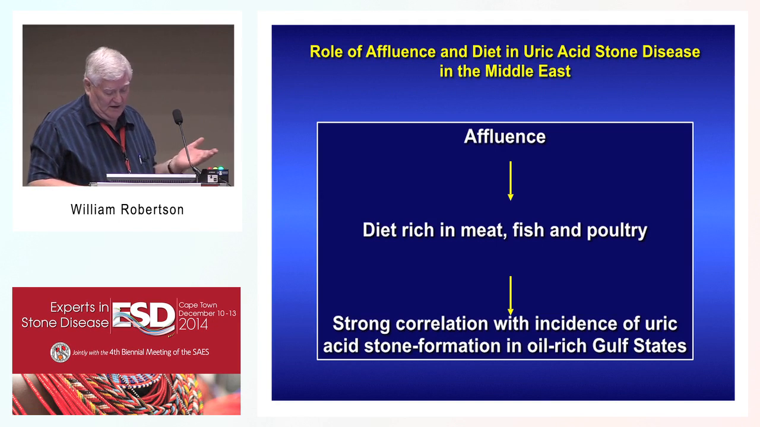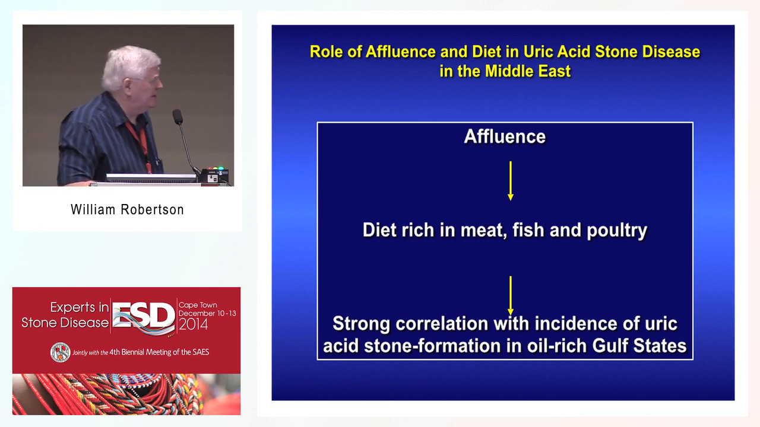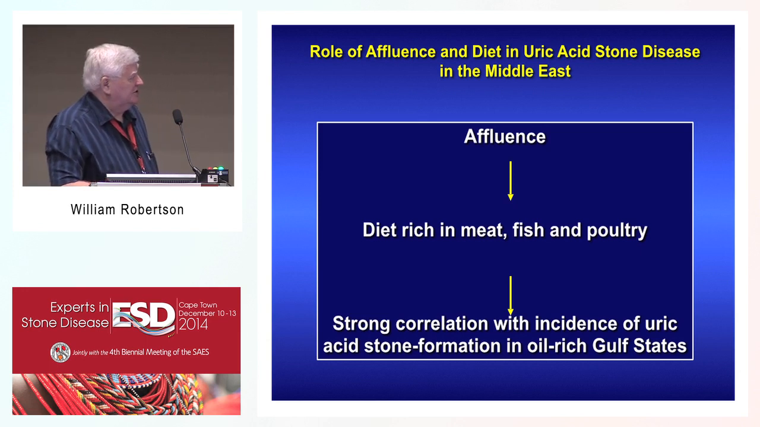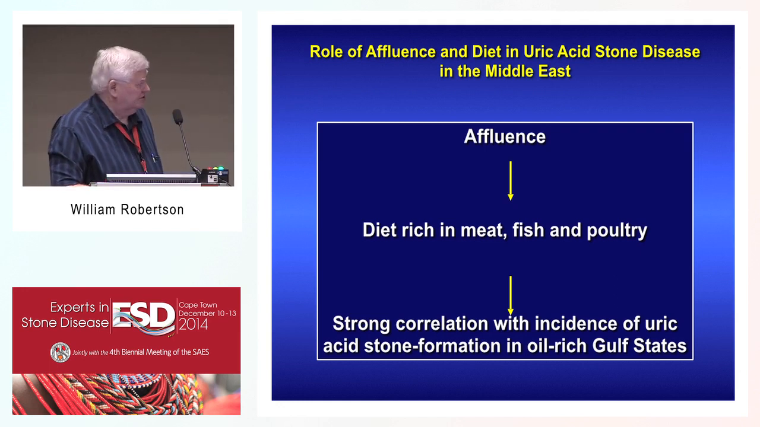So then we have, this is the main reason, that a very affluent society is more likely to eat a diet which is rich in meat, fish and poultry, and then there's a strong correlation with uric acid stone formation for that reason in the oil-rich Gulf states.